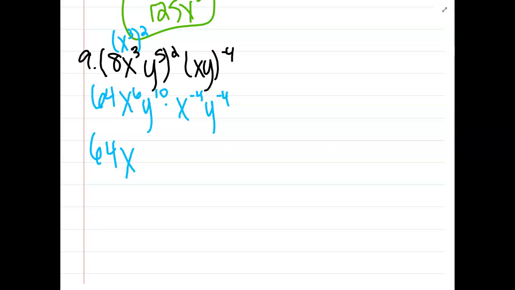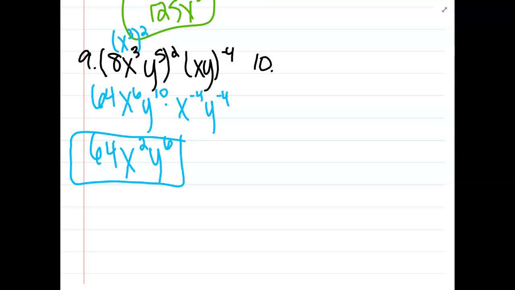X to the 6 plus negative 4 would be 2. And you do the exact same thing with the y's, right? Y to the 10, y to the negative 4, 10 plus 4 would be y to the 6th. Notice, if I simplify this and write those x's and y's as one power, I don't have any negative exponents, so I don't have to worry about moving anything anyway. So you can usually save yourself a little bit of work if you try to simplify first before moving stuff, okay?